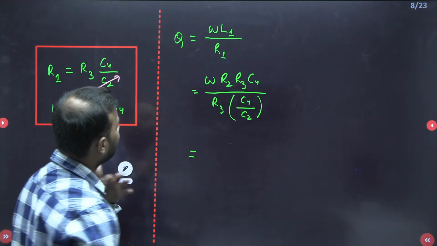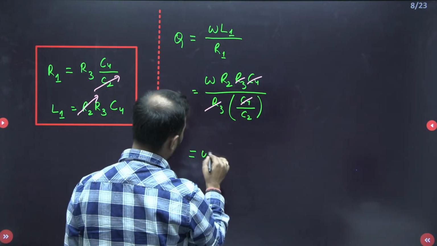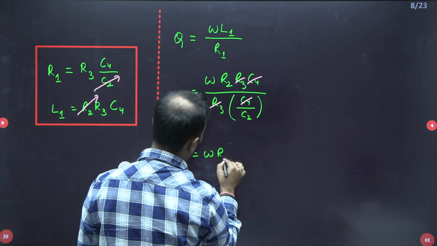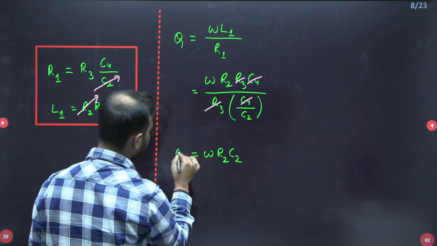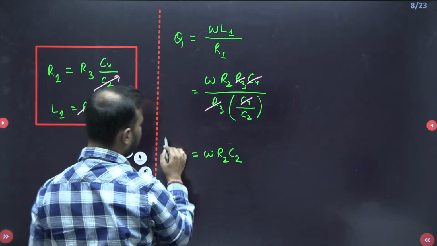R3 will be cancelled out. C4 will be cancelled out. So we are left with omega R2 C2. So this is our quality factor from the Owens bridge.